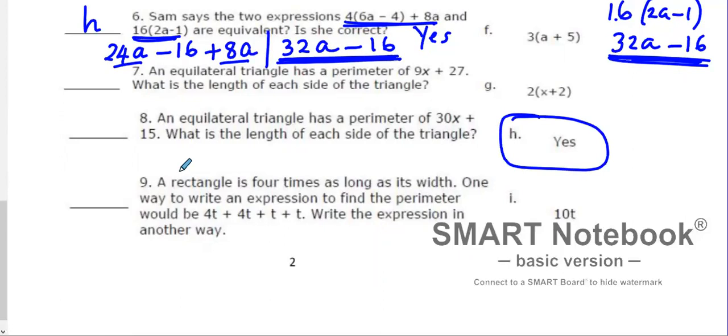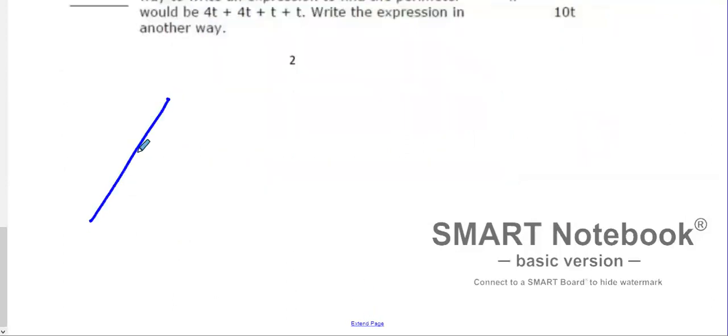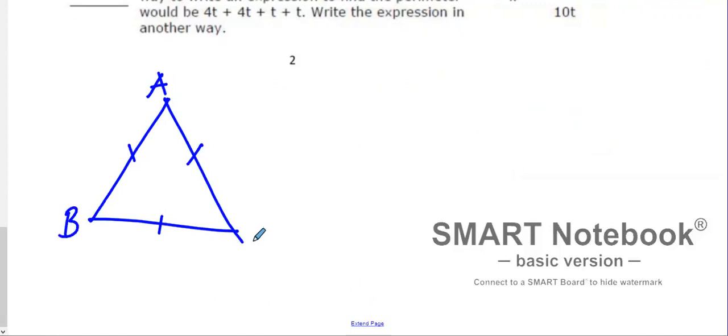Question number 7: an equilateral triangle has a perimeter of 9x plus 27. What is the length of each side of the triangle? Okay, they are talking about an equilateral triangle. So let me try to draw an equilateral triangle somewhere here. This side and this side, they are all equal length, and we can call it A, B, C.